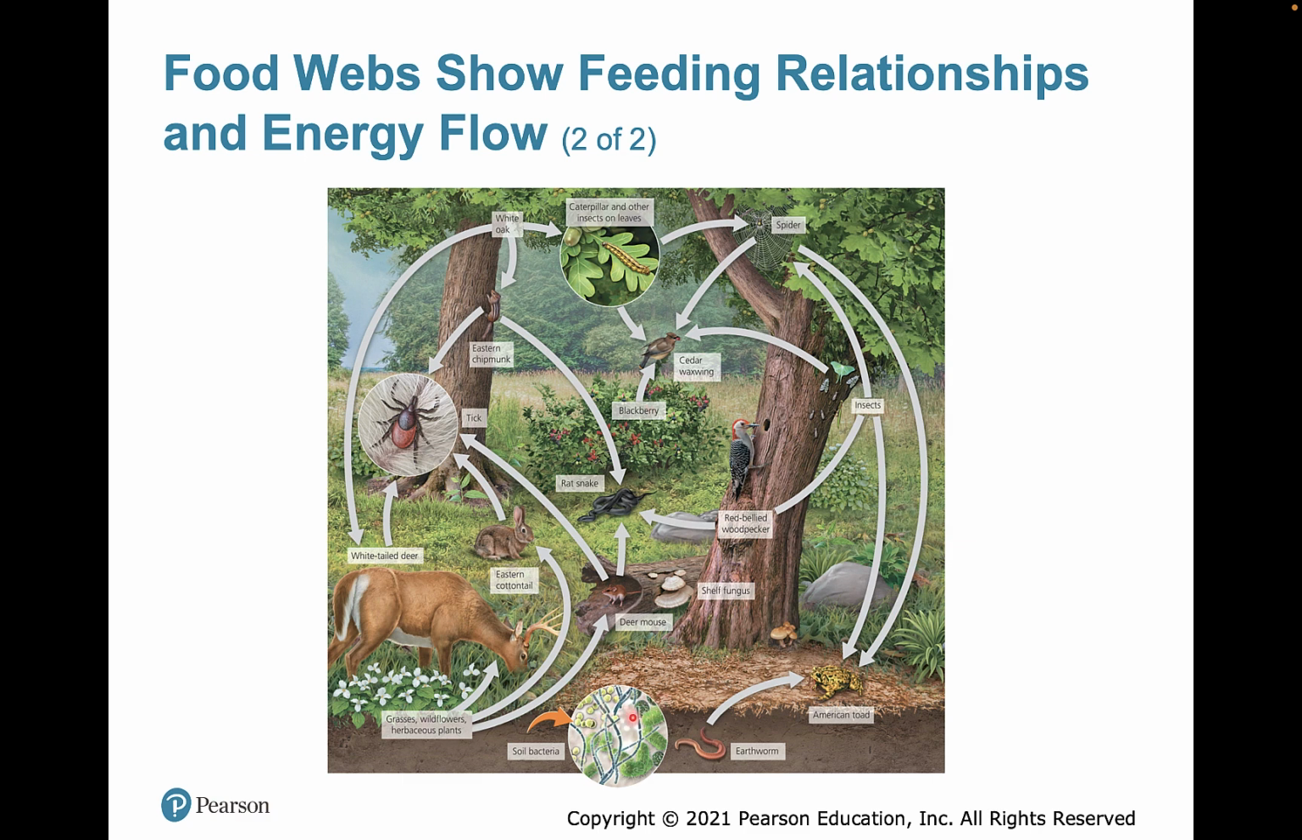Your soil bacteria are your decomposers. So everything that you see in this picture, from the earthworm to the deer, to the caterpillar, to the blackberry bush, to the tick, once it all dies, all of that energy makes its way down into the soil bacteria for decomposition, okay? So that's an important thing to make sure you understand. Everything makes its way back to the soil bacteria.